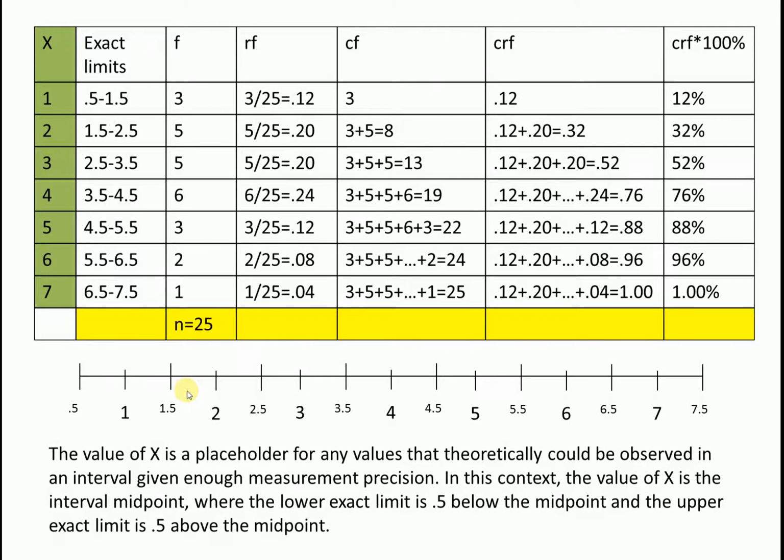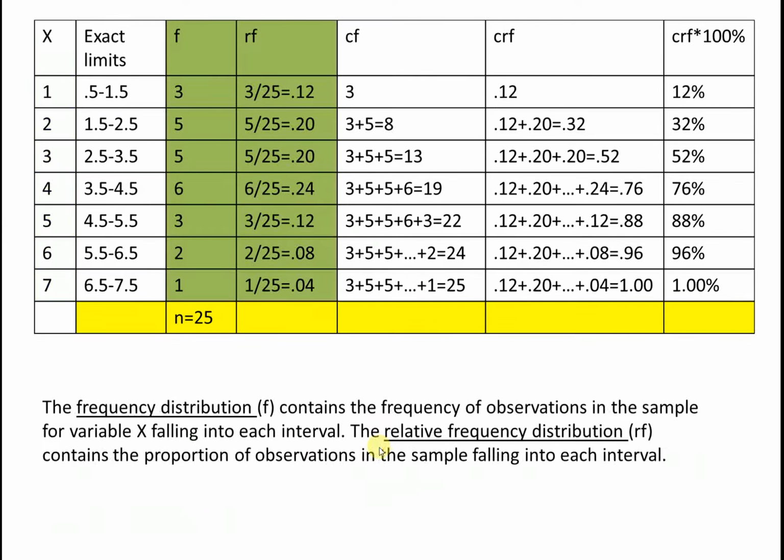So the value of X, like I said, is a placeholder for any values that theoretically could be observed within a given interval. So in our current context, the value of X is the interval midpoint, where the lower exact limit is 0.5 below the midpoint and the upper exact limit is 0.5 above. So in other words, if I take 1 minus 0.5, I get 0.5. 1 plus 0.5, I get 1.5. 2 minus 0.5, I get 1.5. 2 plus 0.5, I get 2.5, and so forth.